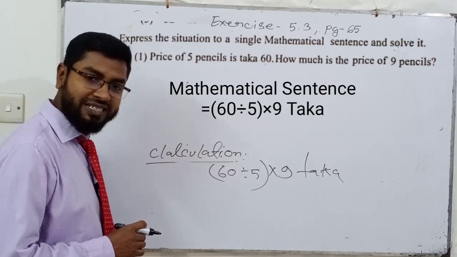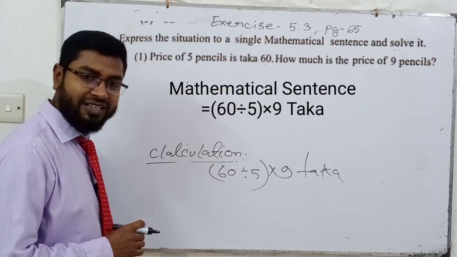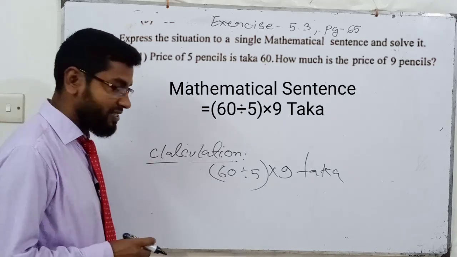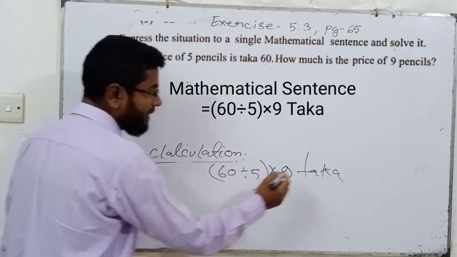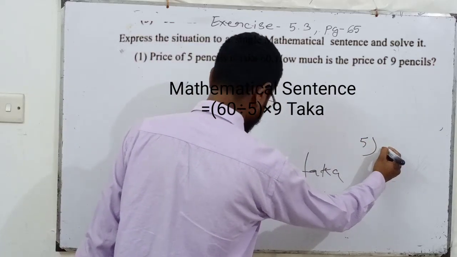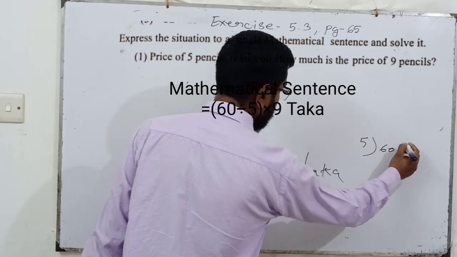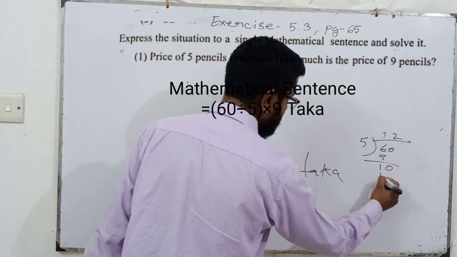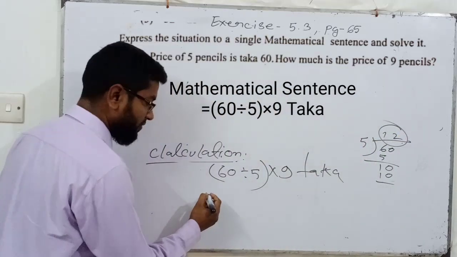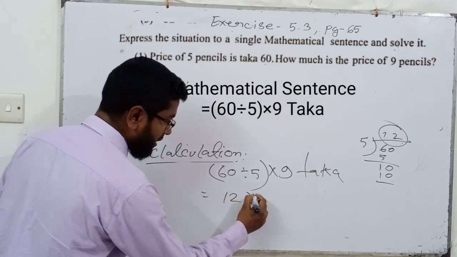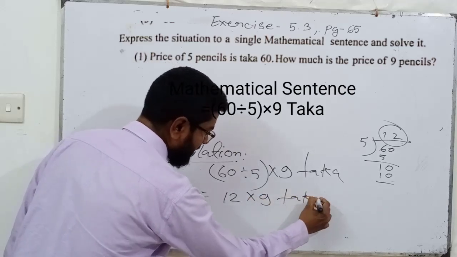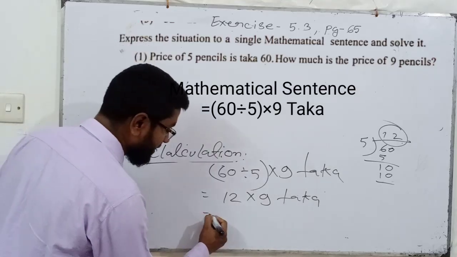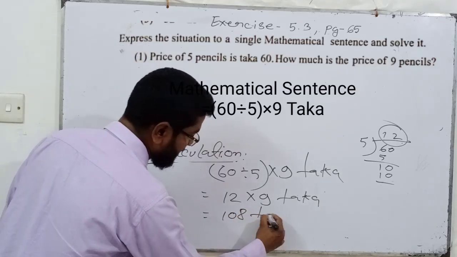Which part we will do first? Have you forgot that word Bodmash? B-O-D. B is first. So what will be here? If I divide, go for rub work. How many times it will go? 1 time 5, 10, 2 times 10. Yes, we got 12. So here will be 12 multiply 9 taka. Now 12 into 9, what will be here? Yes, 108 taka.